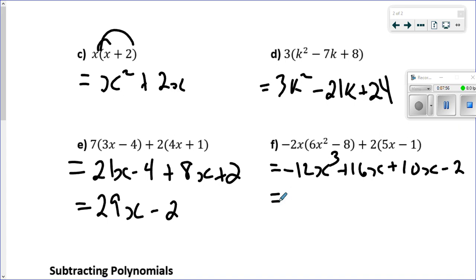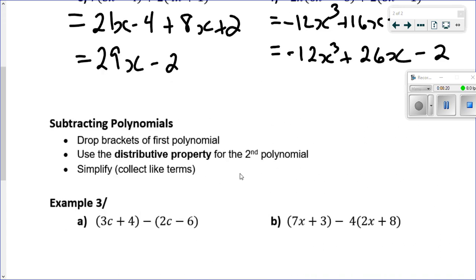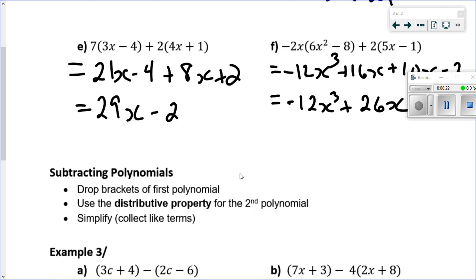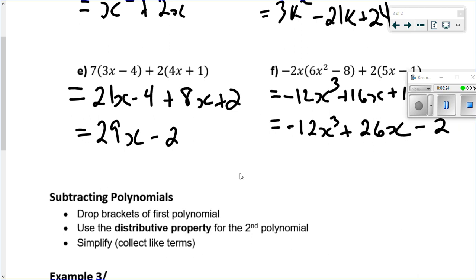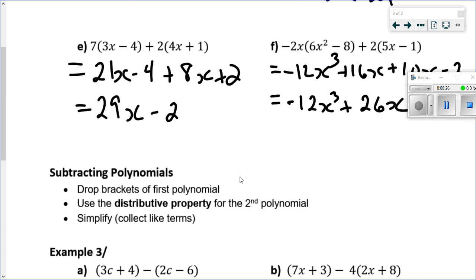There's no other cubes out there. Makes the Avengers happy. There are, however, 2 x's when we put them together. We got 26 x's, and there's no other plain Jane numbers, so we just rewrite that out. Now, subtracting feels different, but it really isn't different.